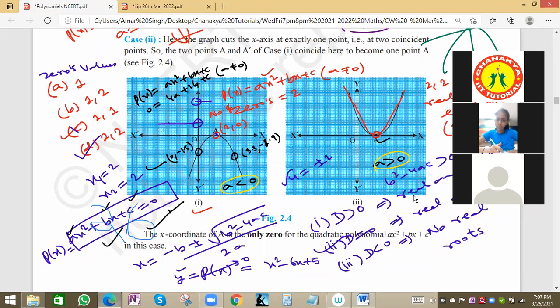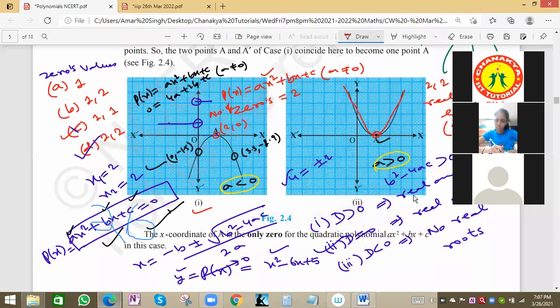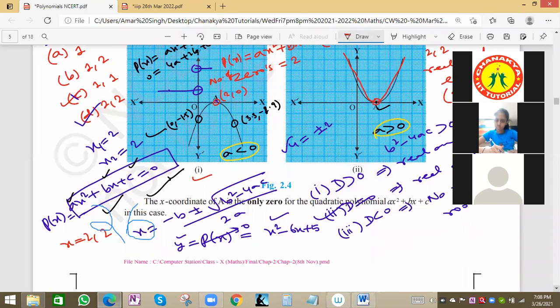This is cutting at only one point, so the zeros will be only 1. And one more thing: they have said this is the equation of a parabola, which means degree 2, and x square will be there in the equation. So what can we say about roots? Can we say roots will be 2 comma 2? One zero means the graph meets the x-axis at only one point. If simply the graph is given, we can say the number of zeros will be 1. Got it? The number of zeros will be 1.